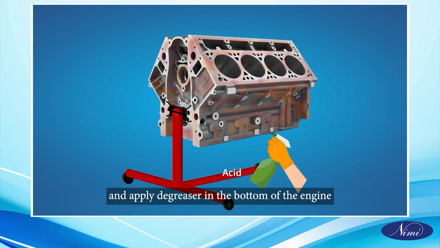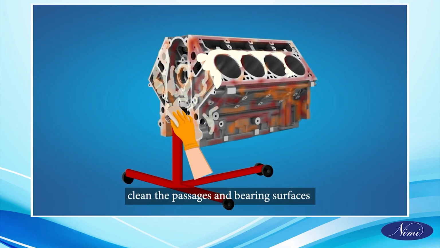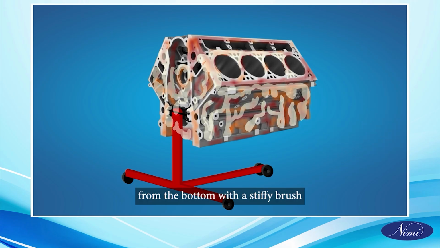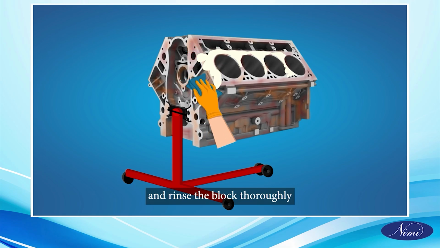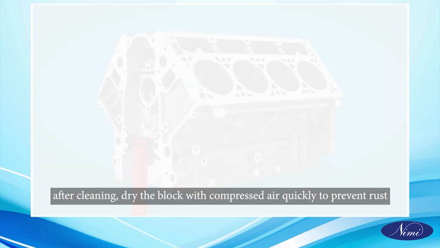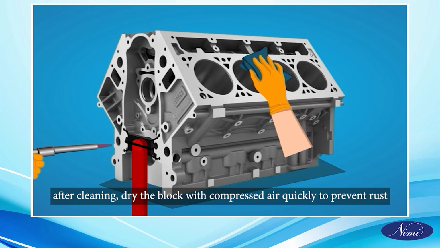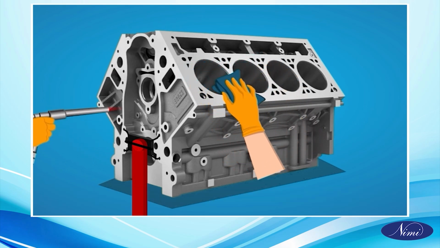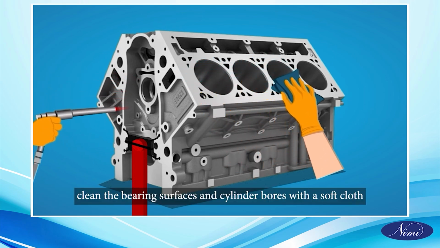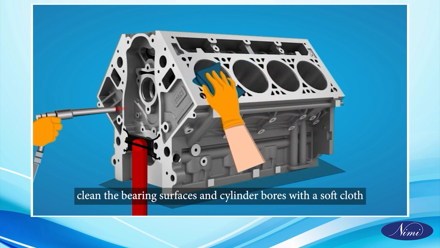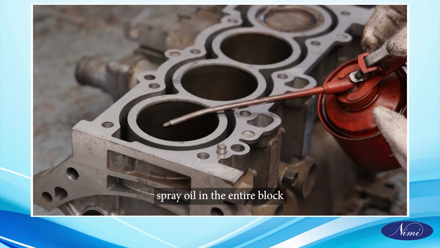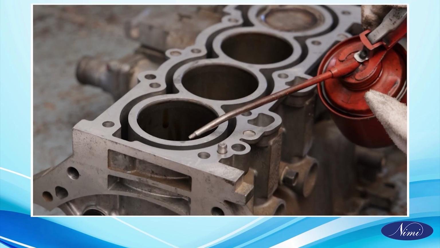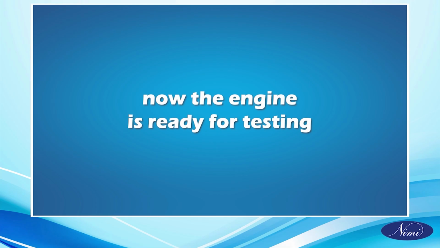Now turn the engine over and apply degreaser on the bottom of the engine. Clean the passages and bearing surfaces from the bottom with a stiff brush. Flush out all the passages and rinse the block thoroughly. After cleaning, dry the block with compressed air quickly to prevent rust. Clean the bearing surfaces and cylinder bores with a soft cloth and apply engine oil immediately to prevent rust. Spray oil on the entire block. Now, the engine is ready for testing.